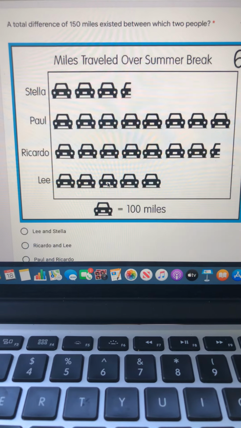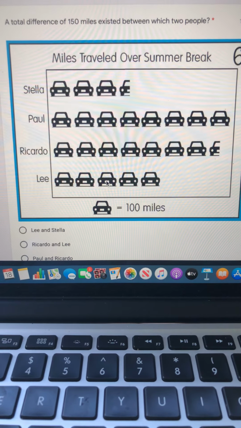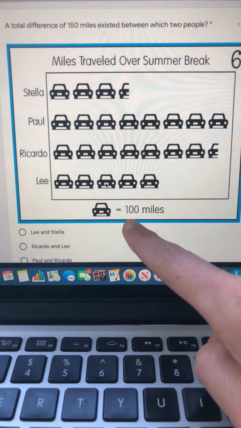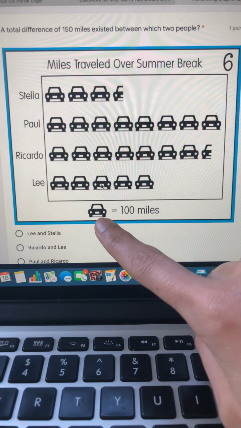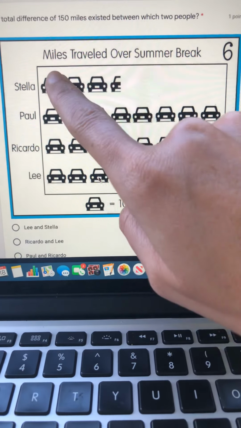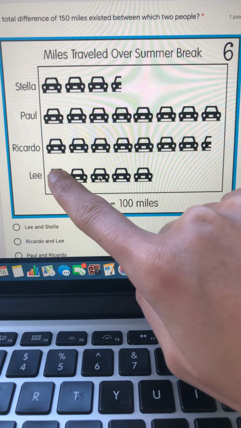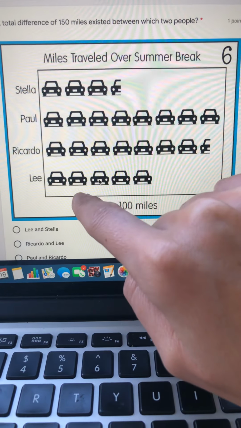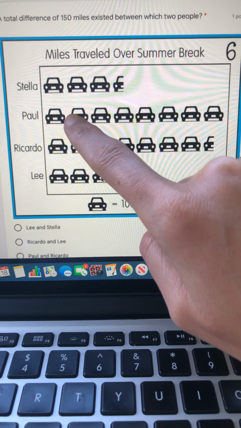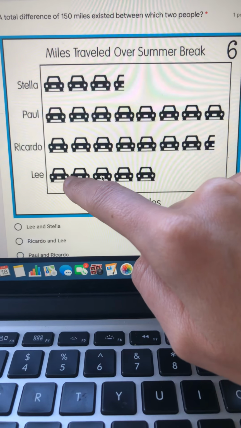All right, so for the next question, it's going to be a graph about miles traveled over summer break. And at the bottom, you see that each car represents 100 miles. And then on the side, you see how many miles each person traveled over summer break. So you have Stella, Paul, Ricardo, and Lee.